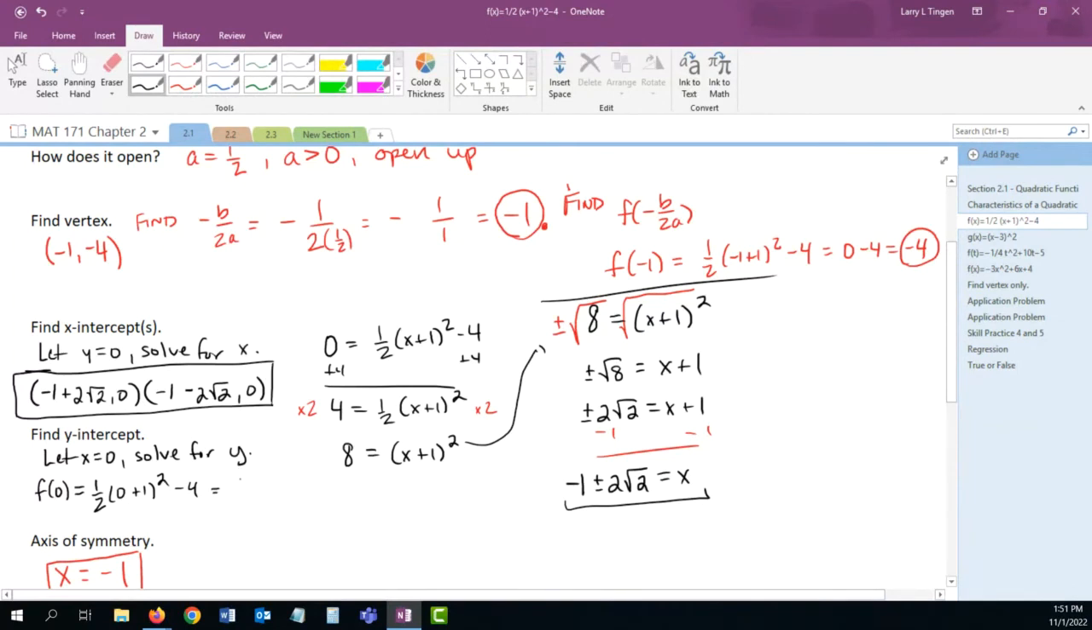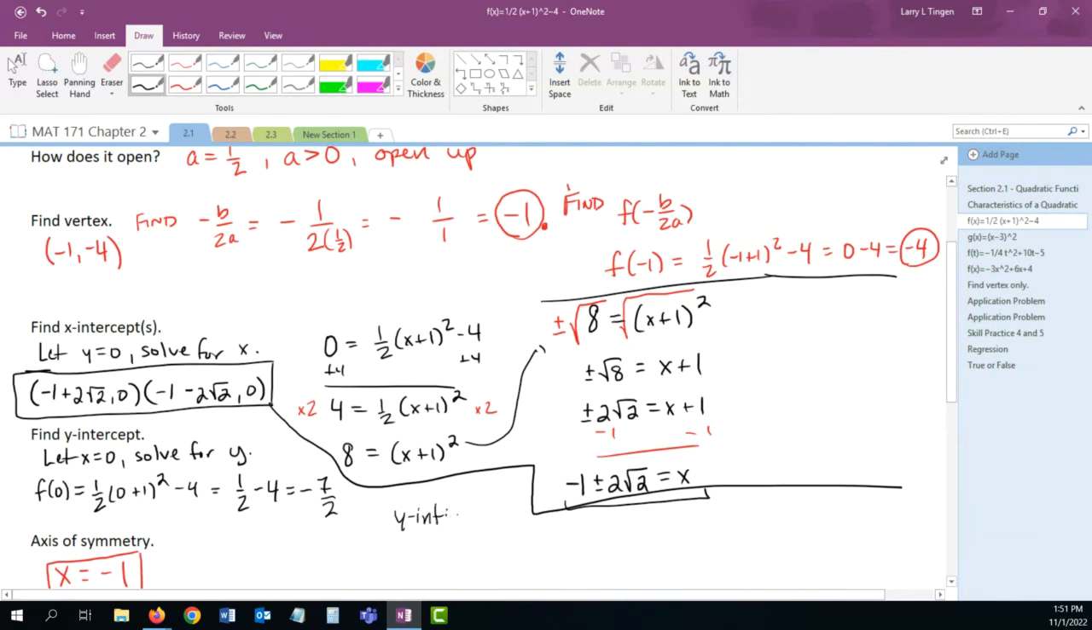0 plus 1 is 1. 1 squared is 1. 1 times 1/2 is 1/2. 1/2 minus 4 is -7/2. Okay. So that means I have found the y-intercept to be what? I let x be 0, and I found y to be -7/2.